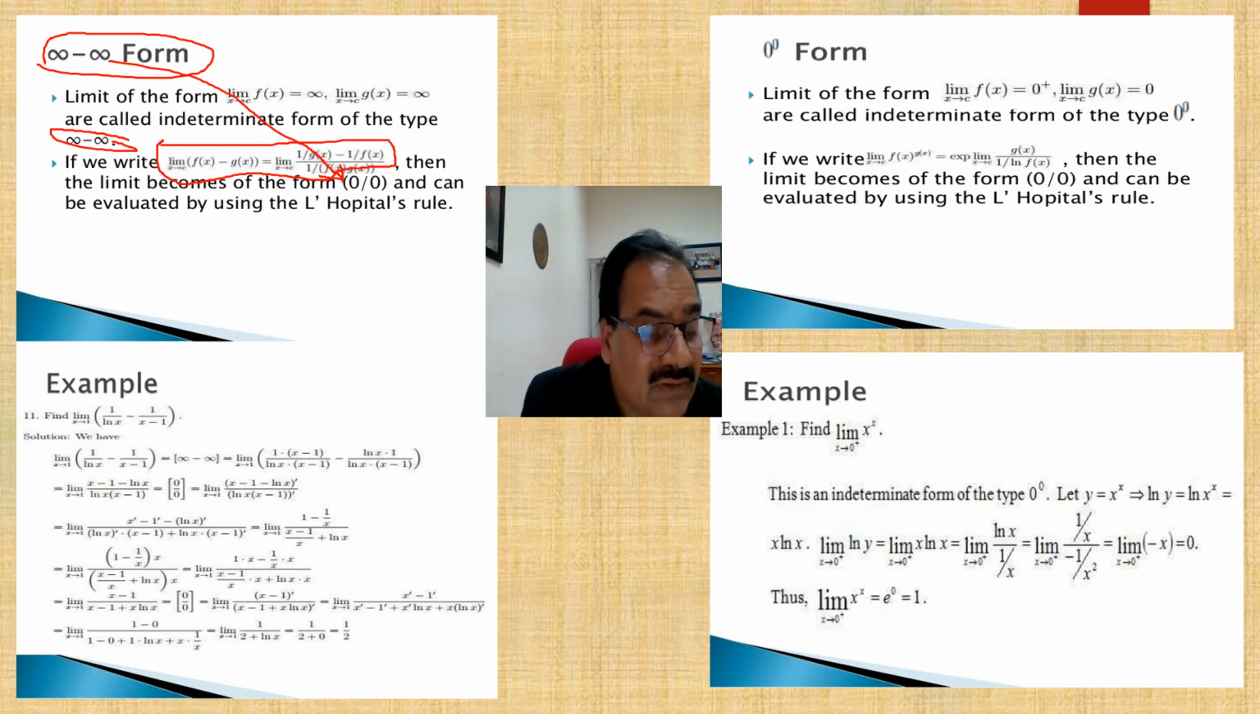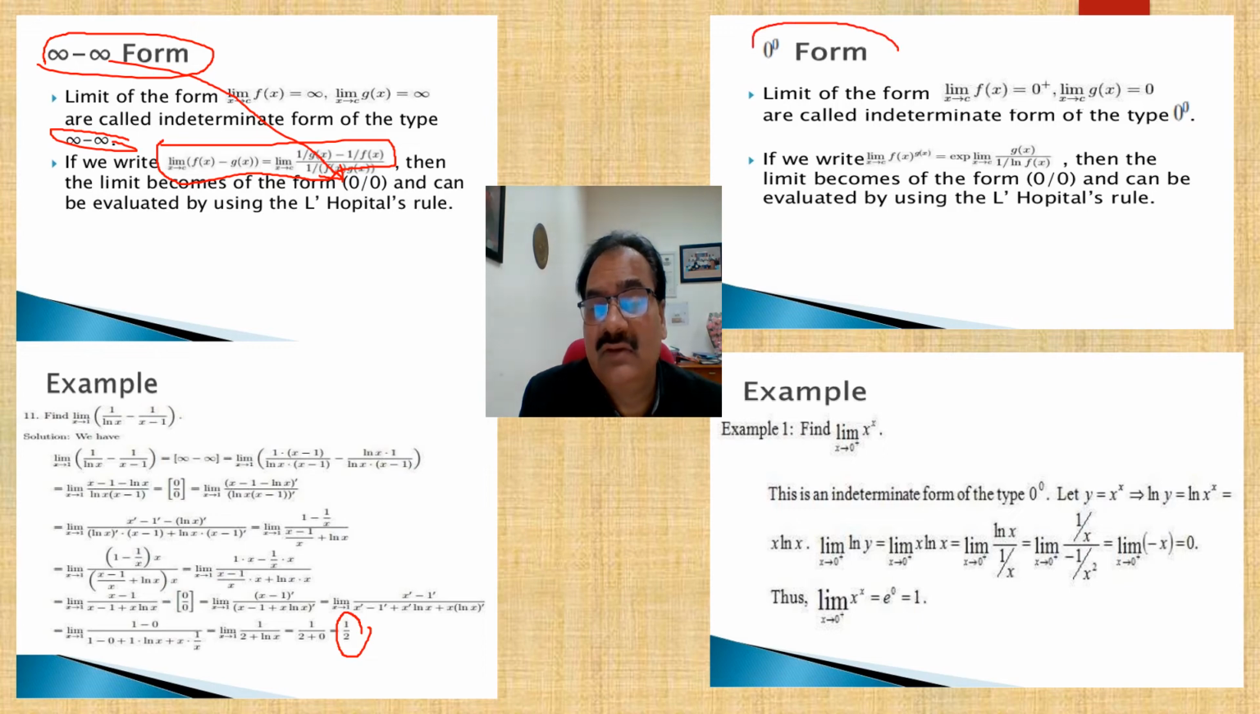Now, for example, this is a beautiful problem: 1 by ln x minus 1 by x minus 1. The form is infinity minus infinity. So, as I said, we will reciprocate here. Then you can write like this, and then you will get the 0 by 0 form after some simplification. And now, on further application of L'Hospital's rule, in the last you will get 1 by 2. So this is the way to evaluate the infinity minus infinity form.